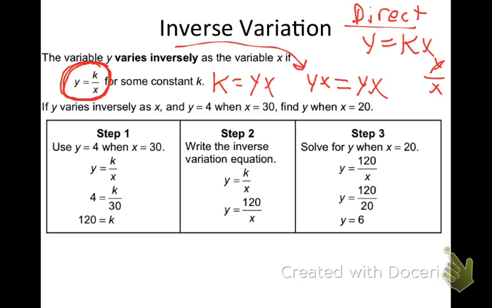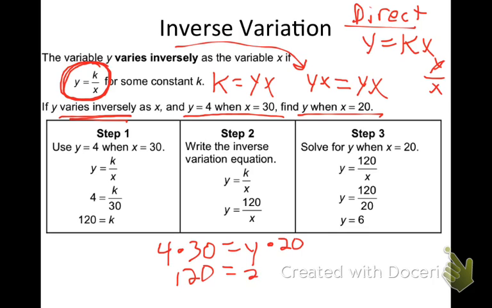K equals yx, right, Jesse? So to solve for inverse variation, you would say yx equals yx. That is inverse variation. Direct variation is y over x. Inverse variation is yx equals yx. Notice the difference here. So for instance, if y varies inversely as x, y equals 4 and x equals 30, I would say 4 times 30 equals y times 20, finding y when x is 20. 4 times 30 is 120. Y times 20 is 20y. Divide both sides by 20 and I get y equals 6.